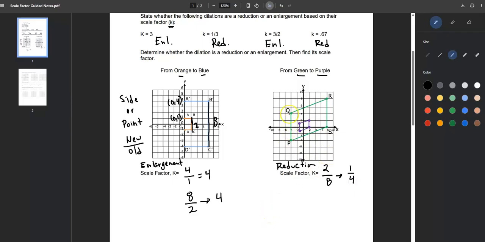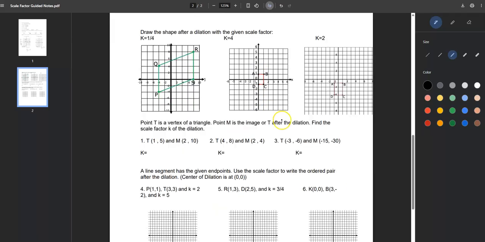Again, if you used a side length, we could use a side length over here. You'd actually probably want to use this RS, which is 2 wide, and this is 8 wide. You get the same thing, 2 divided by 8. Okay? All right, keep moving here. The other thing we want to do is be able to draw the shape given the scale factor. Okay, so if I have this one here, I'm going to draw this shape with this scale factor.